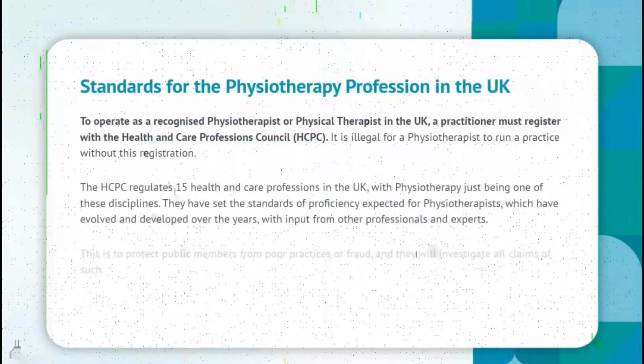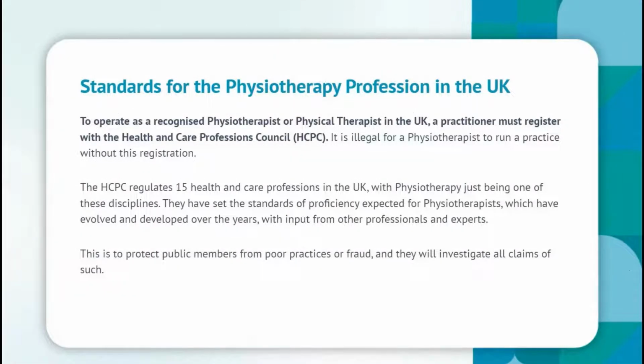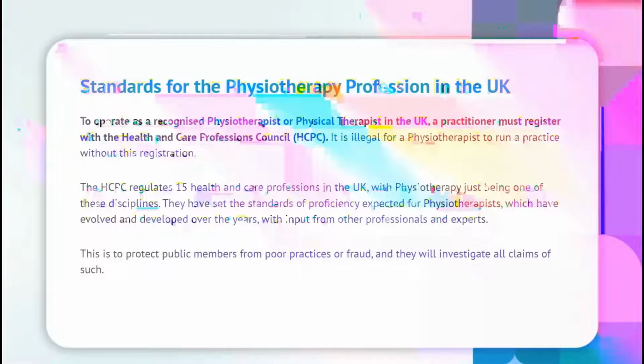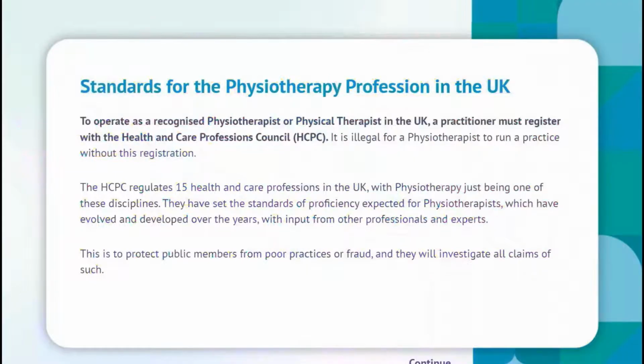Standards for the physiotherapy profession in the UK. To operate as a recognised physiotherapist or physical therapist in the UK, a practitioner must register with the Health and Care Professions Council, HCPC. It is illegal for a physiotherapist to run a practice without this registration. The HCPC regulates 15 health and care professions in the UK, with physiotherapy just being one of these disciplines. They have set the standards of proficiency expected for physiotherapists, which have evolved and developed over the years, with input from other professionals and experts. This is to protect public members from poor practices or fraud, and they will investigate all claims of such.